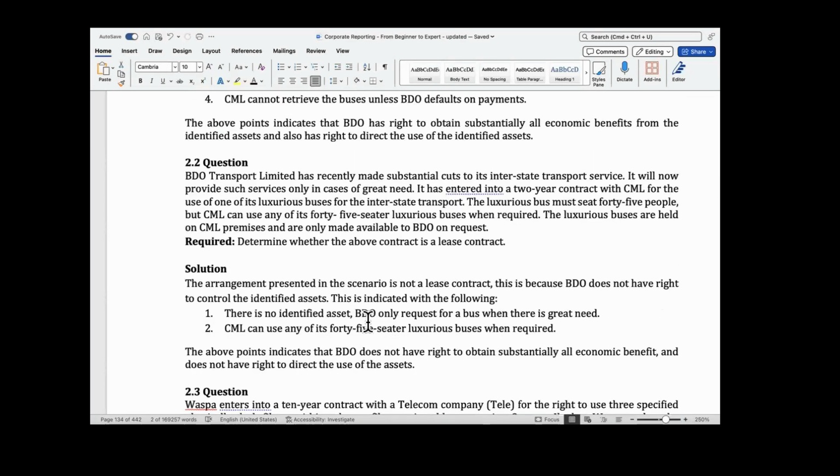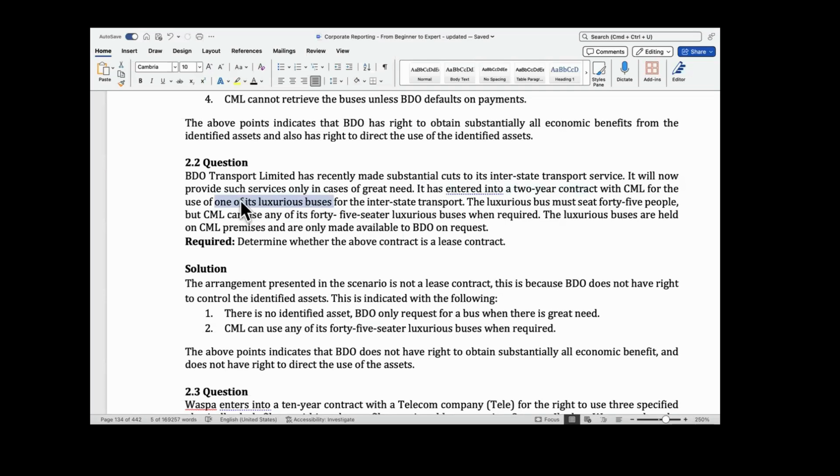Same thing here in this scenario too. This scenario now, you will see that it's not a lease contract, simply because, you see, BDO is the lessee, right? Just following up from the last question, CML is still the lessor. So the thing now is this. You see, they said BDO entered into a 2-year contract with CML for the use of one of its luxurious buses.